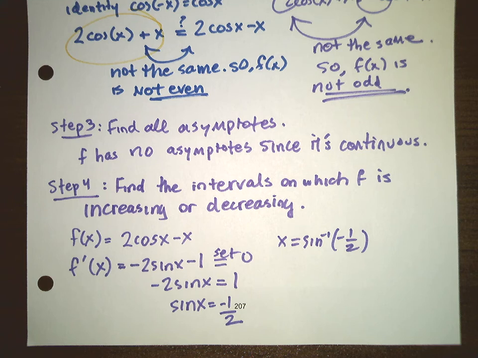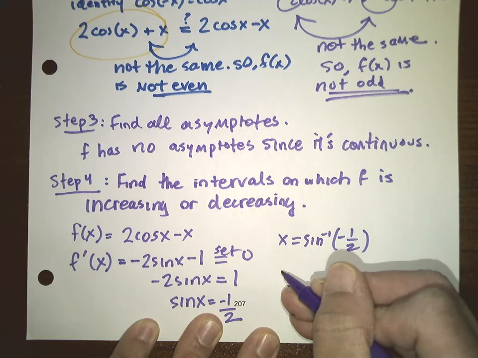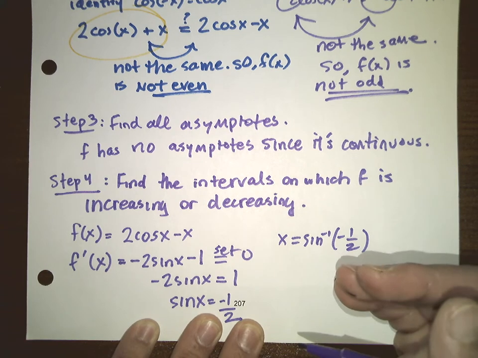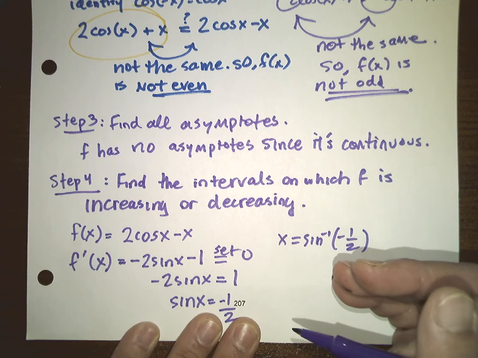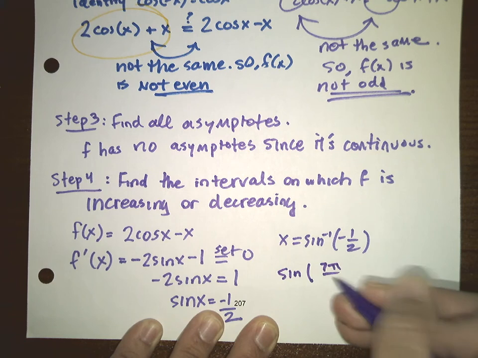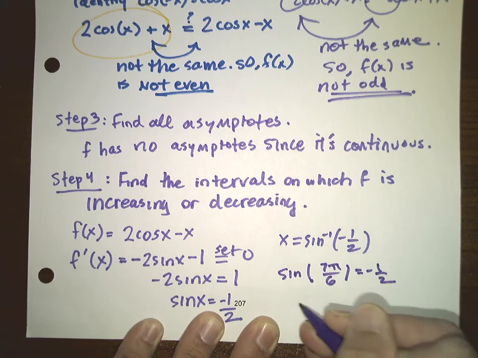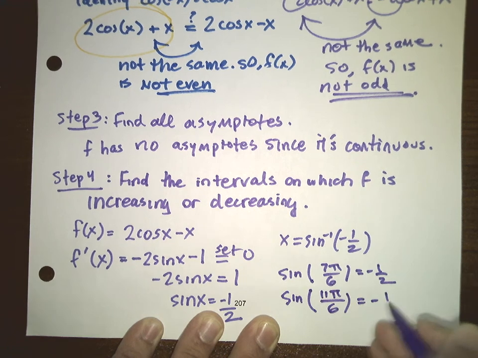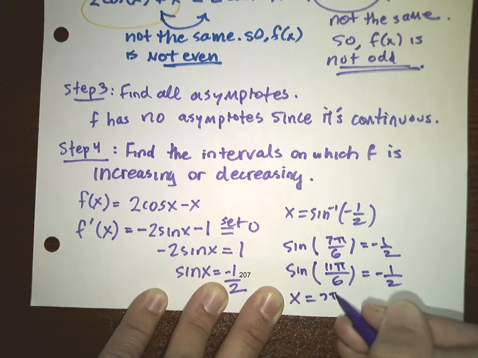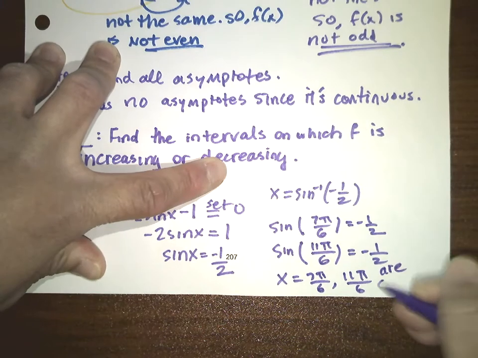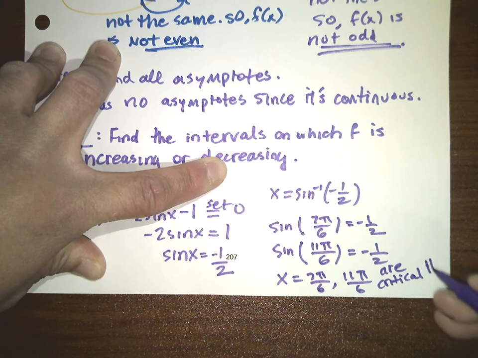The zeros of the derivative are the critical numbers of the function. All right, so now I know that on 0 to 2 pi, sine of 7 pi over 6 is negative a half, and sine of 11 pi over 6 is negative a half. So that means x equals 7 pi over 6 and 11 pi over 6 are the critical numbers.